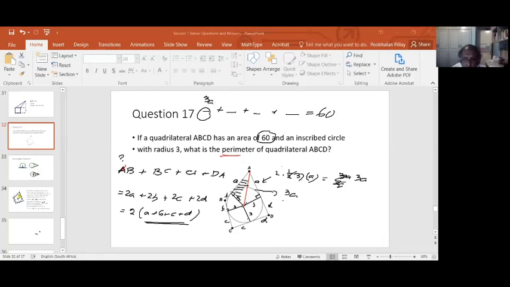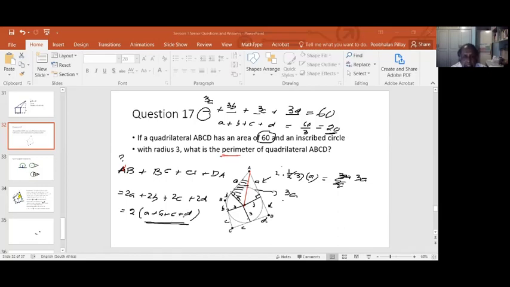Now, if you take this one, by exactly the same argument, it'll have to be 3b. And if you take this one, it'll be 3c. And if you take the last one, it'll be 3d. Okay, because the area of each quadrilateral is 3 times the side. So you've got 3a plus 3b plus 3c plus 3d is 60. If you divide throughout by 3, or otherwise take out 3 as a common factor, then you'll have that a plus b plus c plus d is 20.